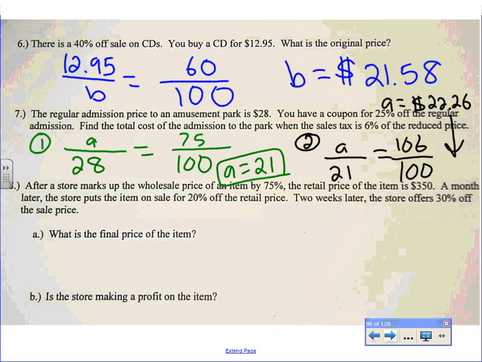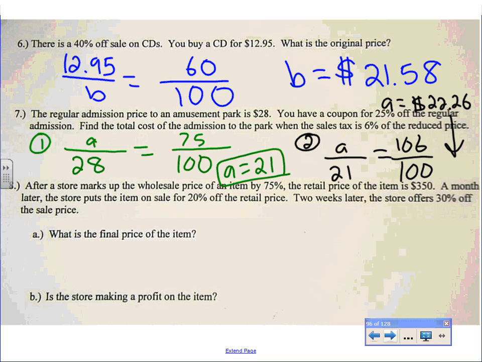Not on this one. Yeah, not on this one. And the reason you cannot combine on this one is because they specifically say find the total cost of the admission to the park when the sales tax is 6% of the reduced price. Kevin, don't yell out, okay?